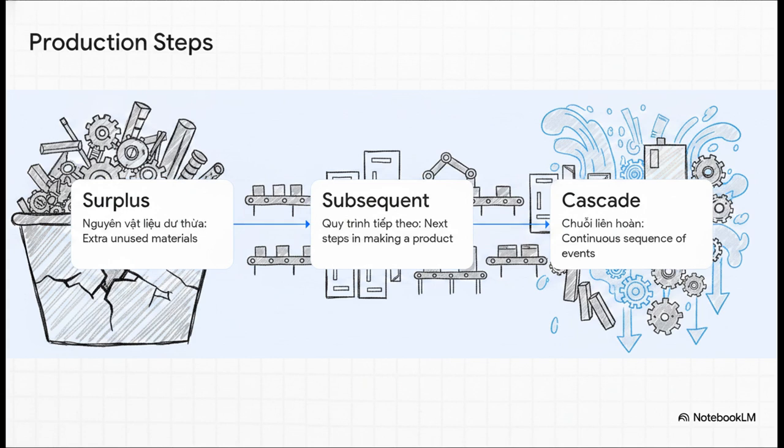Next, those goods enter the subsequent production process. That's just a fancy way of describing the next following steps required to make a product. And when all these steps flow together perfectly, they form a cascade. Cascade. A continuous, flowing sequence of events where one step triggers the next.